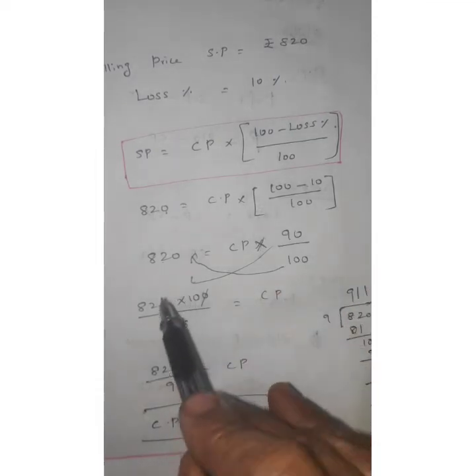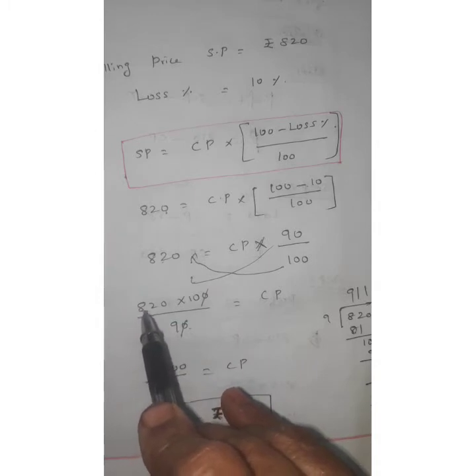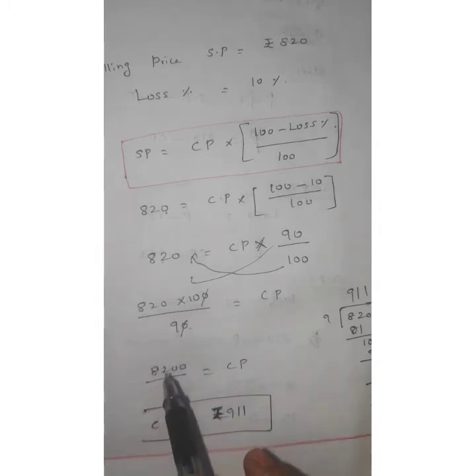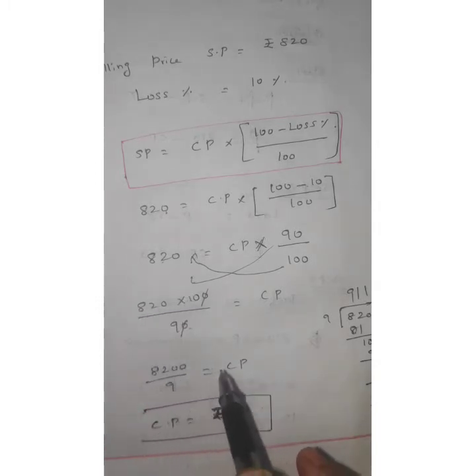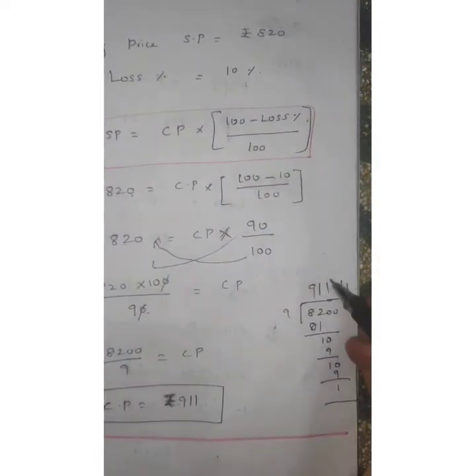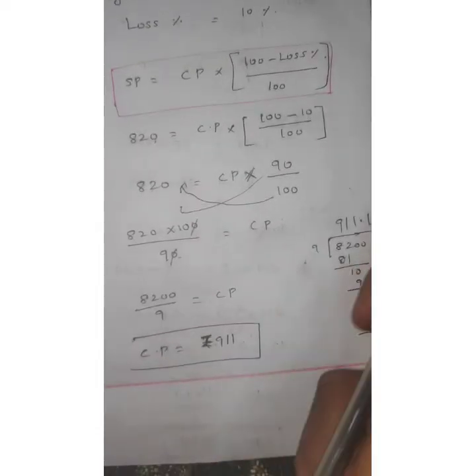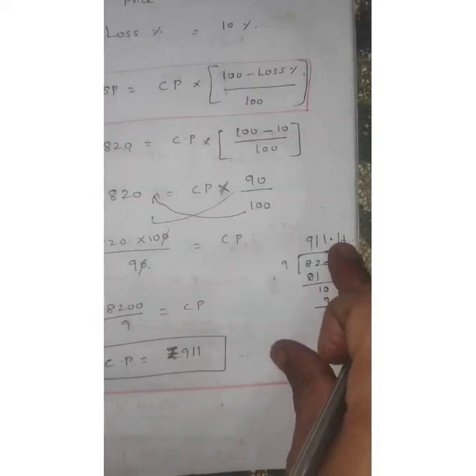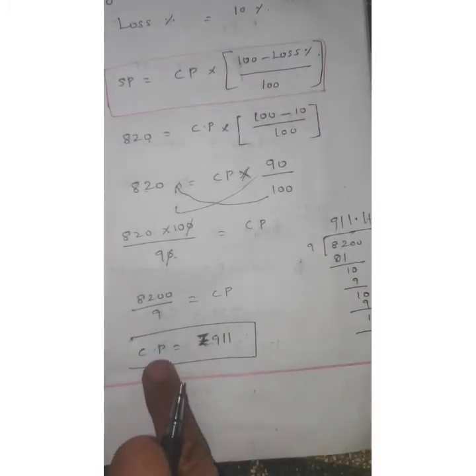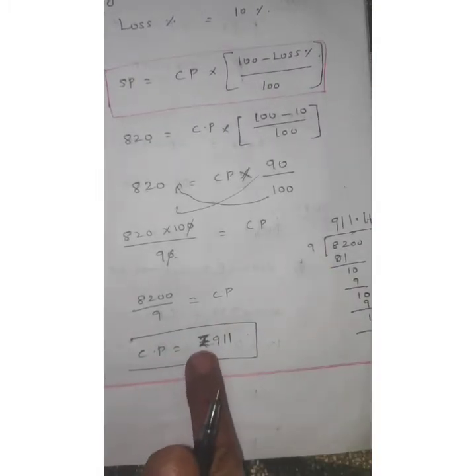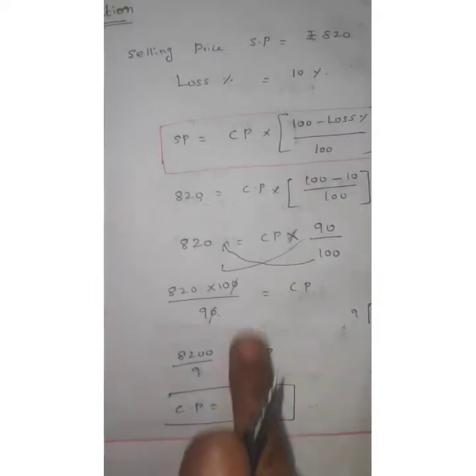Cancel the zeros. Multiply these two numbers: 820 into 10 equals 8200 divided by 9 equals CP. Divide these two numbers and get 911.1111. Leave the number after the point. The answer is CP, cost price, equal to rupees 911.